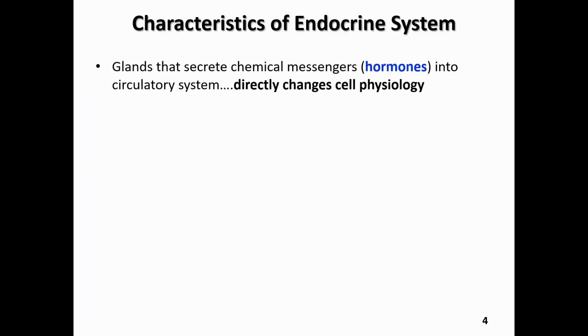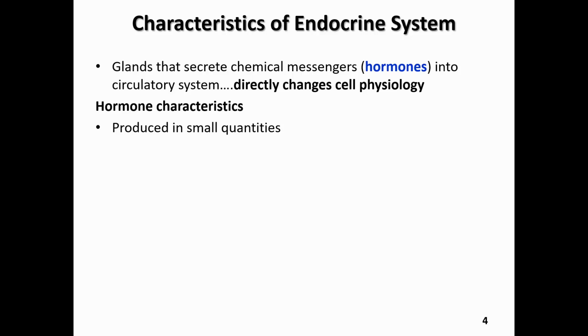Some of the general characteristics of the endocrine system is that we focus on glands, and glands are organs that will produce chemical messengers, which we refer to as hormones, and will transmit those chemical messengers to distant tissues through the cardiovascular system. And these are chemicals that will bind to distant cells and will have a direct effect on altering that distant cell's physiology.